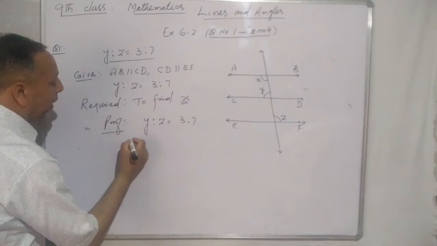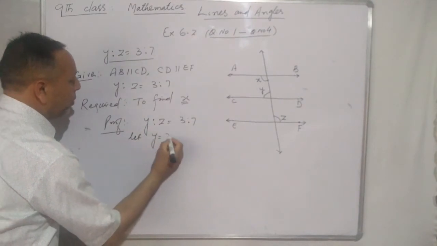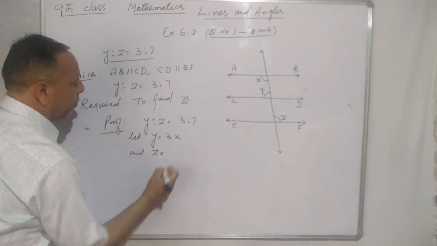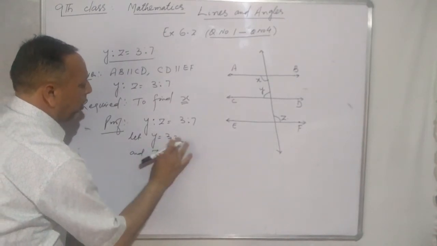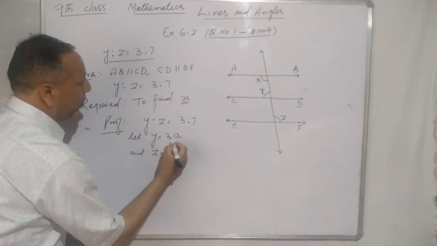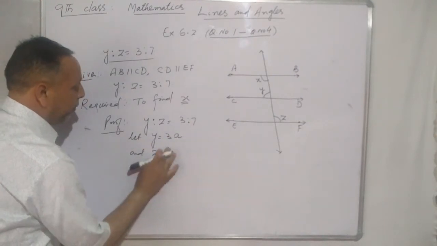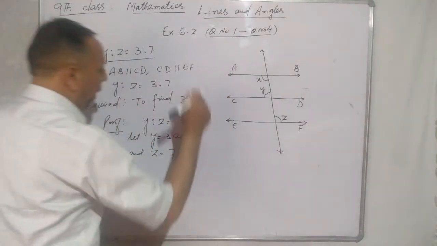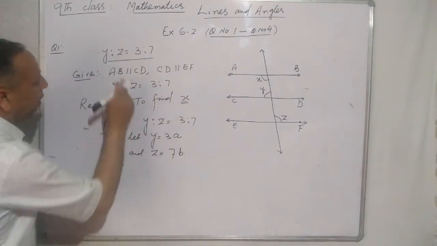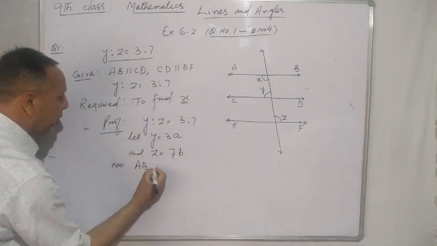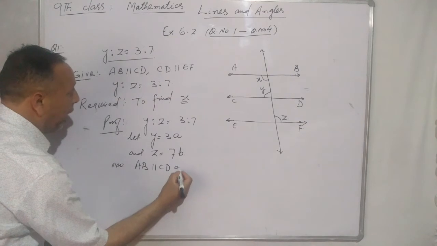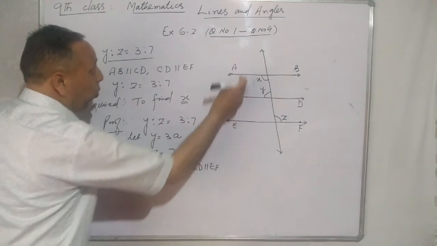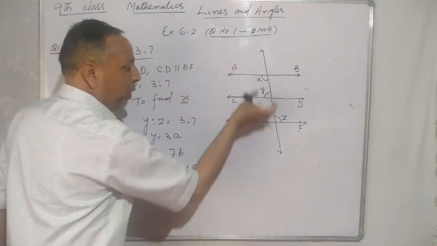Let me say, let y be equal to 3a, small a, and z equal to 7a. Now, it is given that AB is parallel to CD, and CD is parallel to EF. Two lines which are parallel to the same line are parallel to each other.